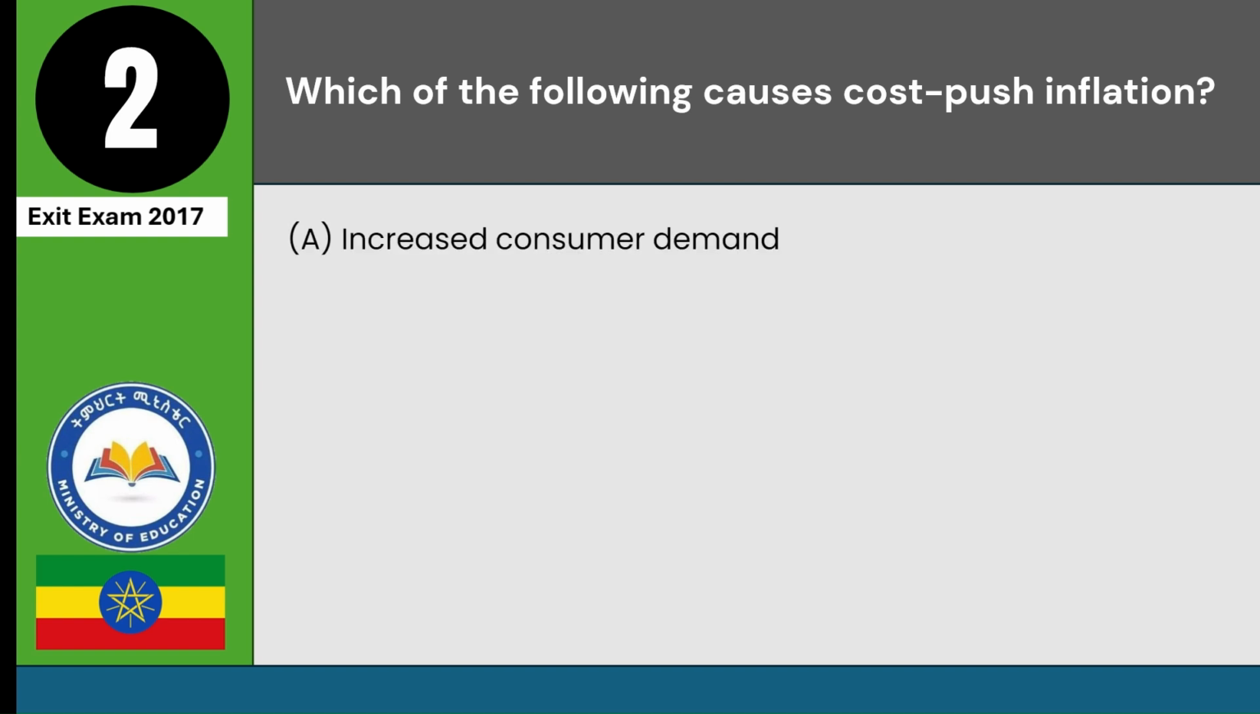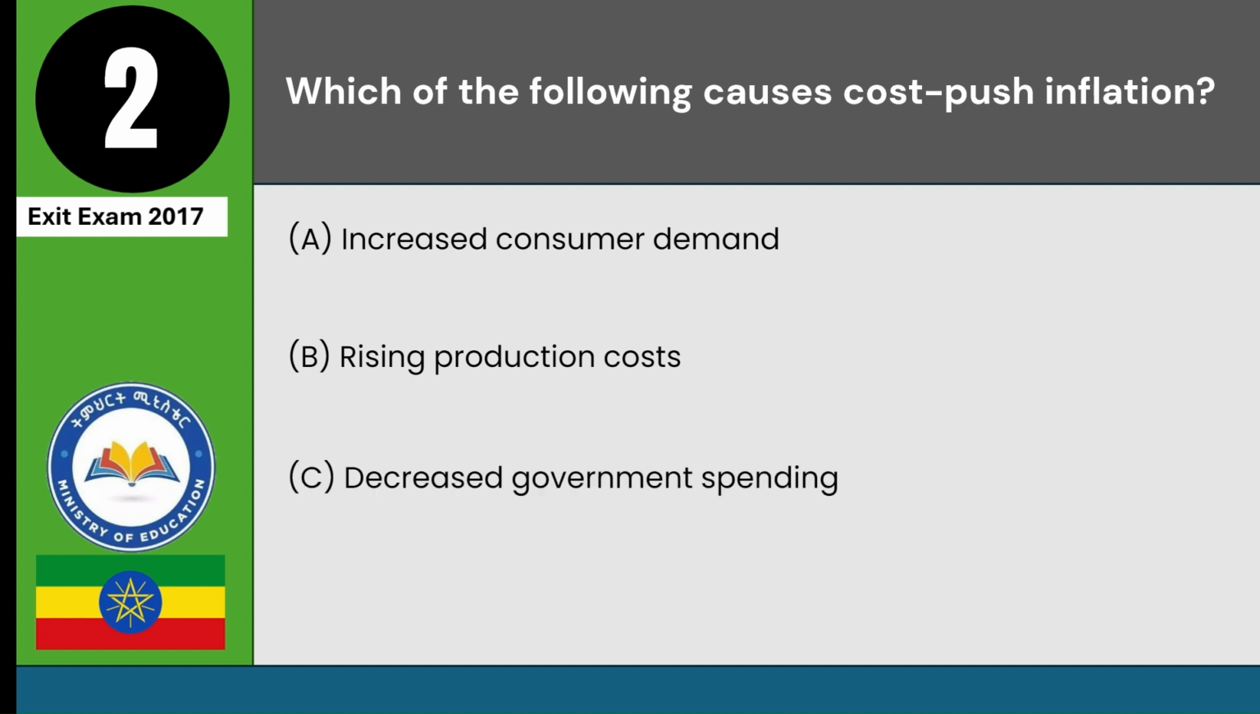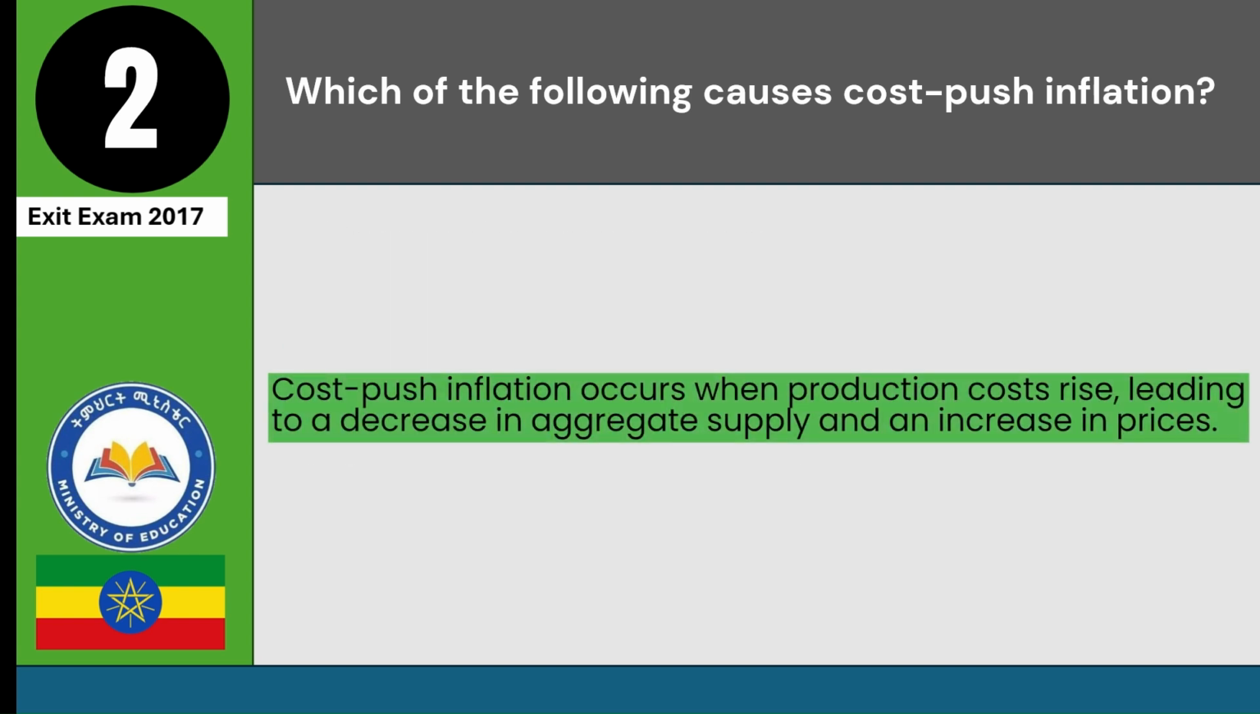Which of the following causes cost-push inflation? A. Increased consumer demand. B. Rising production costs. C. Decreased government spending. D. Increased imports. Answer: B. Cost-push inflation occurs when production costs rise, leading to a decrease in aggregate supply and an increase in prices.